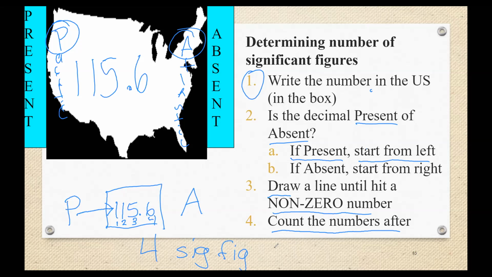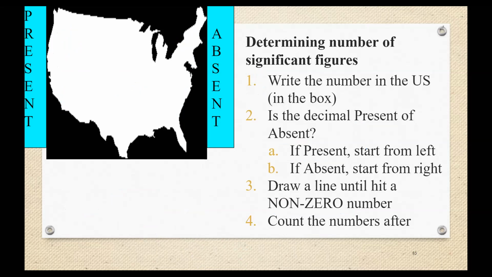I'm going to walk through a couple more examples just because I think this is very confusing at first, but once you get the hang of it, it's going to become a lot more clear. So let me clear the drawings and write the number in the box. Let me give you a different number. Let's say I give you 0.00401. So let's draw our box.